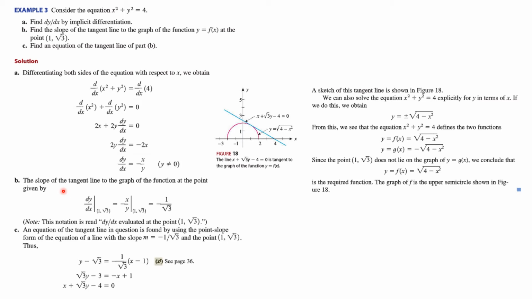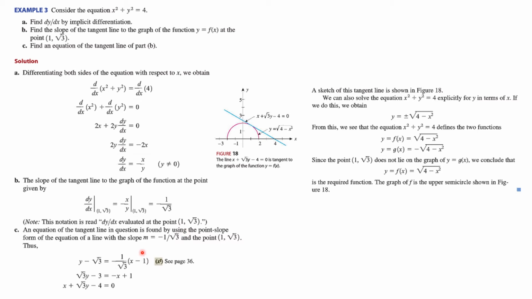Now, the slope of the tangent line at this point, 1 comma the square root of 3, is found by substituting that in. We use this notation. We substitute it in, and we get minus 1 over the square root of 3. Please remember that there's a minus there. It doesn't show up very well, but there is a minus. Okay, and again, we read that dy/dx evaluated at the point 1 comma square root of 3.